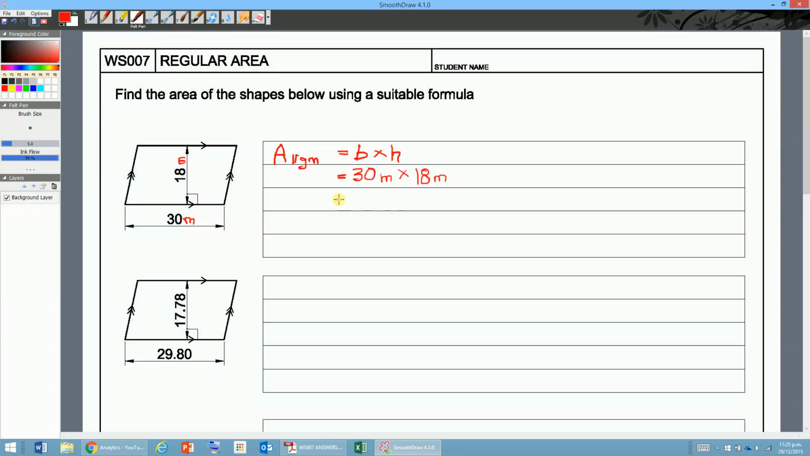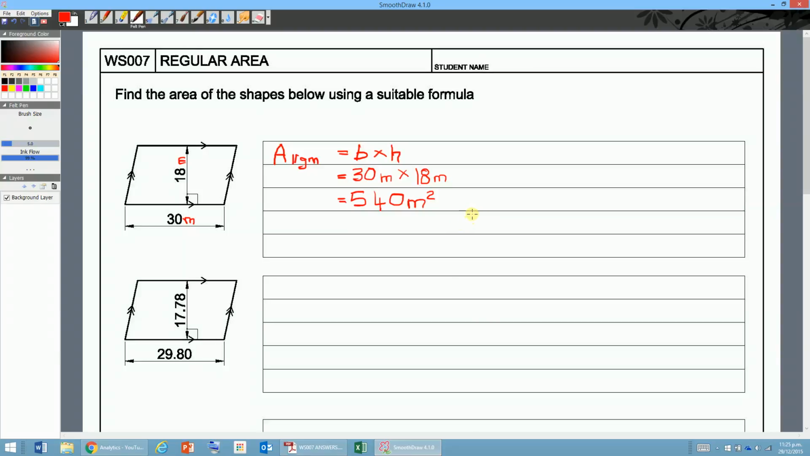Now, we know that if we multiply that out, 30 by 18, we're going to get 540. And if we multiply meters by meters, we're going to get meters squared. 540 meters squared.